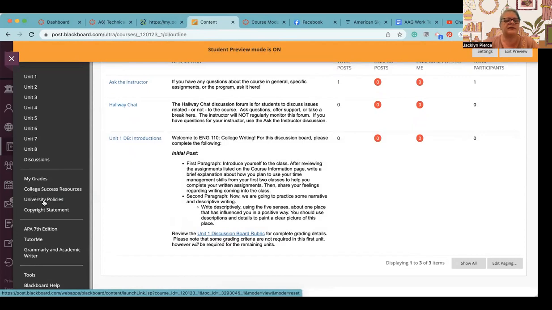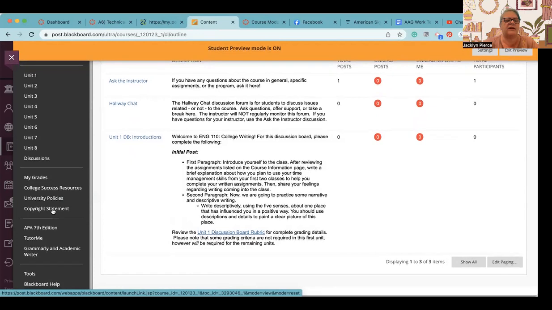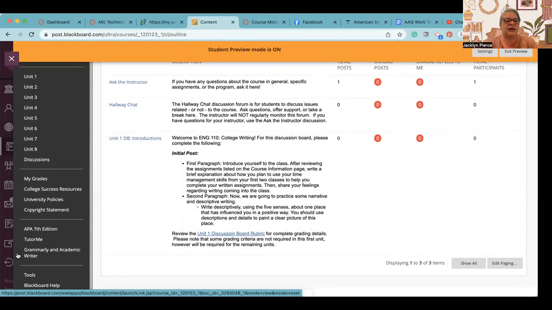Some success resources, university policies, all kinds of fun stuff there. The next section down, I want to call your attention to, because we are using APA for all of our papers. That's both for the formatting, like what the paper looks like, but also for the documentation, which we'll be learning about this term. TutorMe is exactly what it sounds like, a service provided by Post that will allow you to access tutoring. And then Grammarly and Academic Writer, that's the link we've already taken a look at, but you can access that here as well.